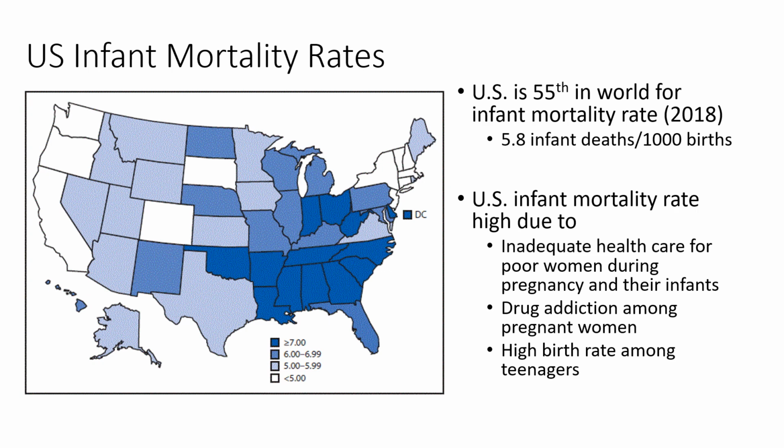The US isn't doing so great, actually. We're 55th in the world as of 2018 for infant mortality. So that means that there are 54 other countries in the world that are doing better than us. On average, we have about 5.8 infant deaths per 1,000 births. And we can attribute this to inadequate health care for poor women during pregnancy, and for their infants when they're ultimately born. So, just access to health care within the United States. There is also a high rate of drug addiction among pregnant women. And then also we have a high teen pregnancy rate that contributes to infant mortality, because teen pregnancies usually go longer without prenatal care.